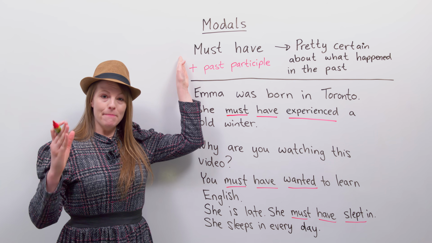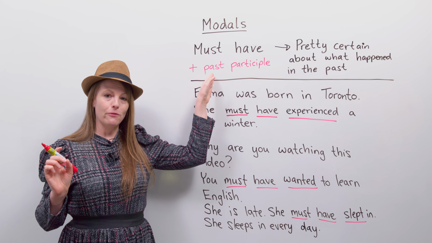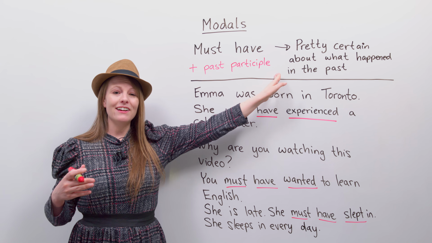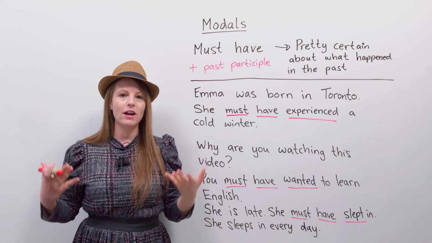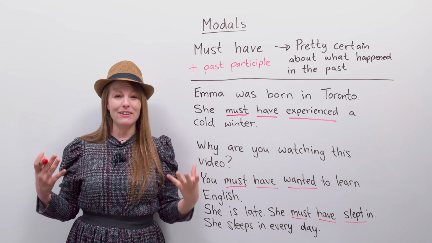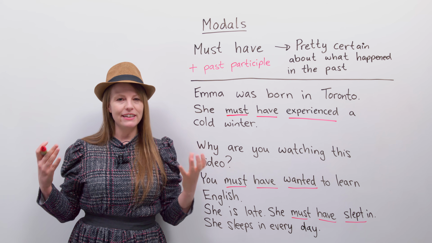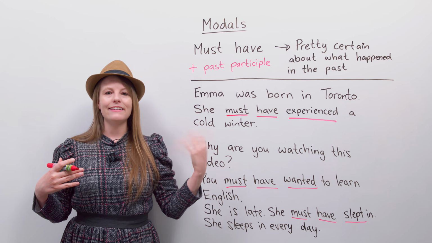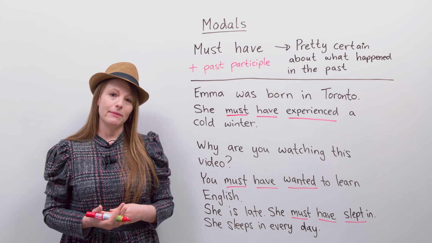So when we have must have and our verb in the past participle form, which we will talk about in a minute, it means we are talking about the past. So must have means we're talking about the past, and we are talking about a situation we are pretty sure, we're pretty certain it happened. Okay, so is this true? Yes, we're pretty sure it's true. So let's look at some examples of this.